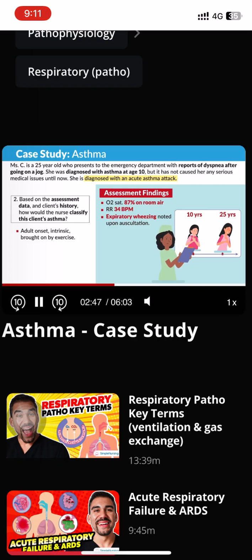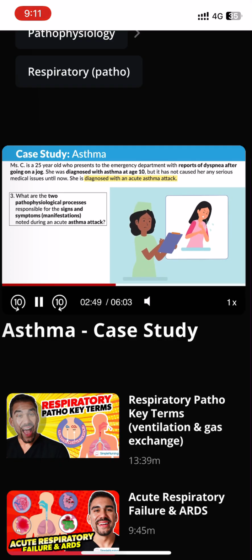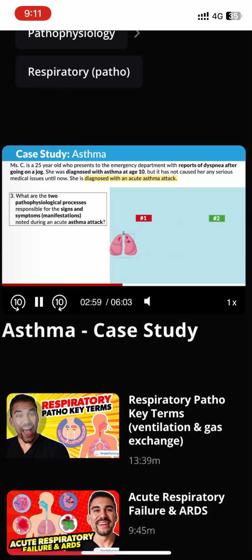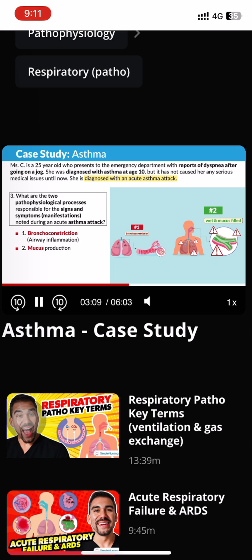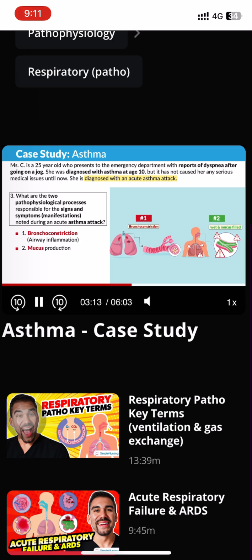Now, question 3. What are two pathophysiological processes responsible for signs and symptoms or manifestations noted during an acute asthma attack? So the two underlying patho processes, remember the two from the full video. So number 1, we have bronchoconstriction, that airway inflammation. And number 2 is mucus production. Now, if you didn't know these, please be sure to write them down and know them for exams.